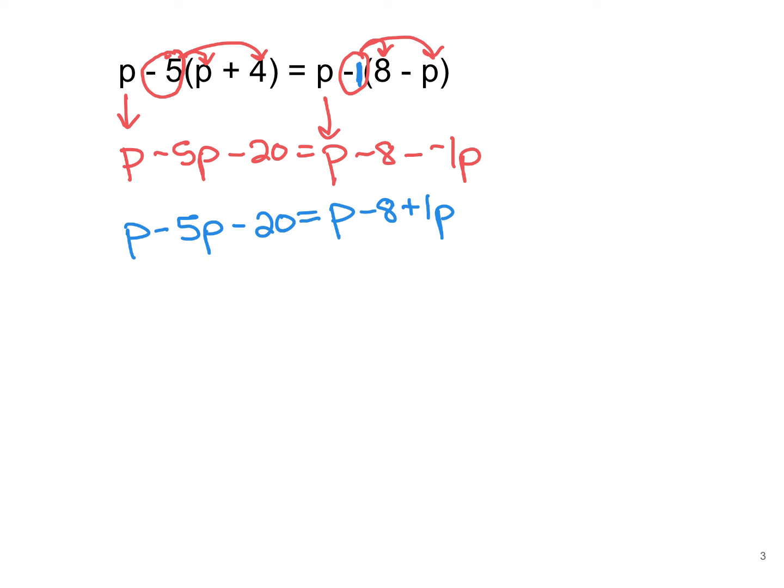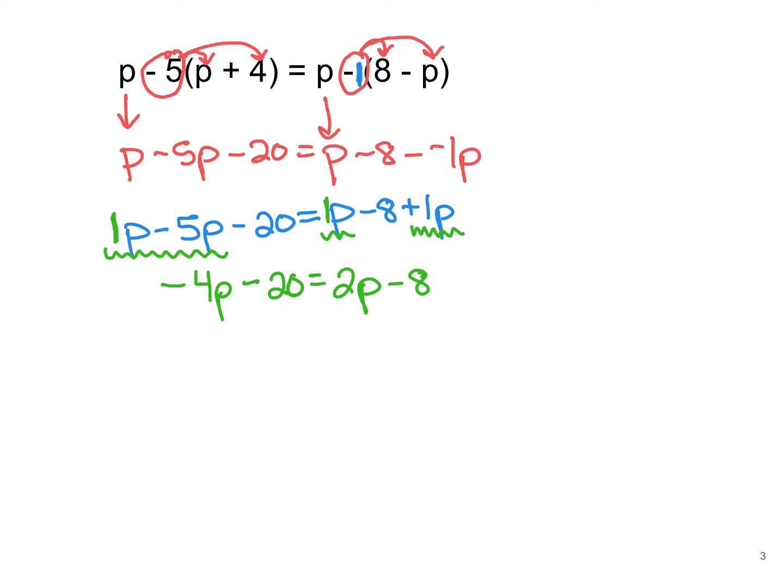So now I want to combine things together on the same side. So I want to combine the p and -5p. So the p is technically 1. How many p's are there? There's 1 p. So 1 minus 5 is -4p. -20, he's going to stay there. And then I have a 1p here, and I have a positive 1p here. So how many p's do I have total? I have 2p. And then minus 8.